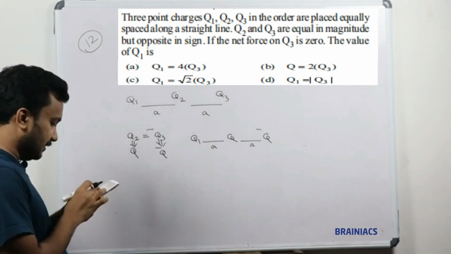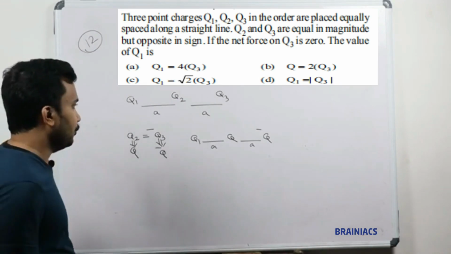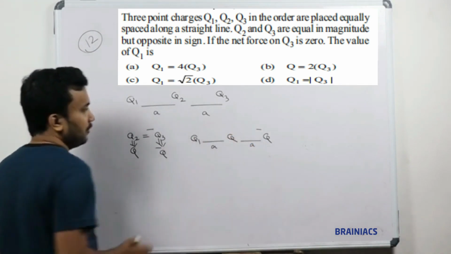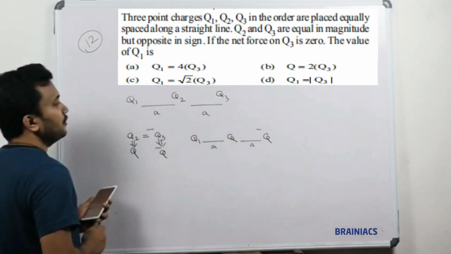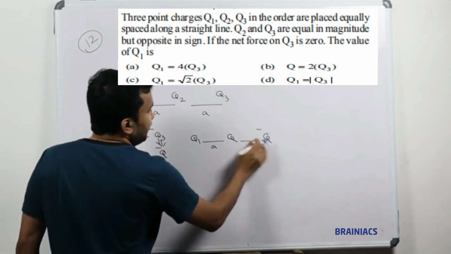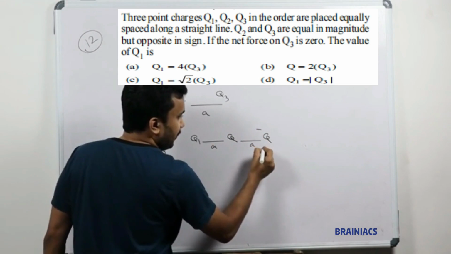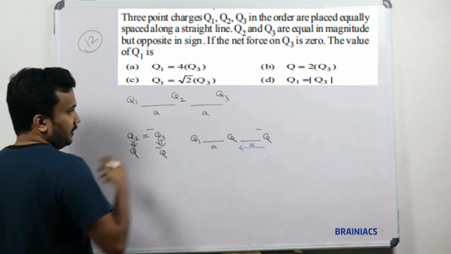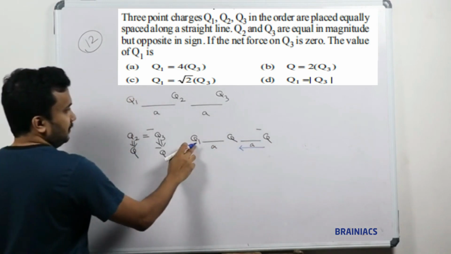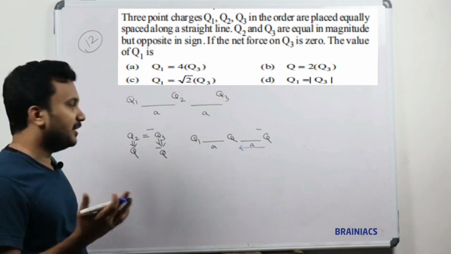What is the question asking? The net force on Q3 is 0. Find the value of Q1. This is our Q3. So for the net force on Q3, we'll see what all the forces are acting on it. Because of the nearest charge, this body will be attracted towards this one. What will happen because of Q1? We don't know whether it is positive or negative.